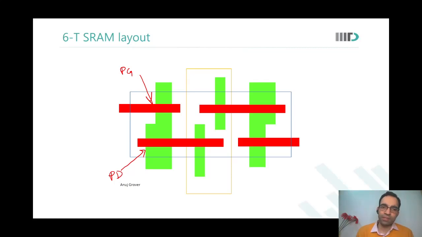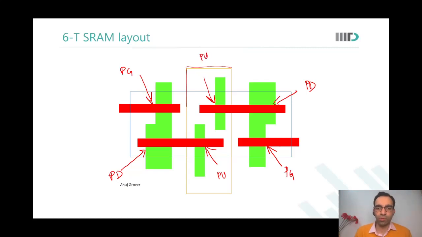And we see that pass gate is smaller than pull down. So this is in line with what we had thought of. What about this one? That is the pull down. About this one? Pass gate. What about this one? Pull up. So this is the envelope in which they are. What about this one? That is also pull up. This is the pull up.